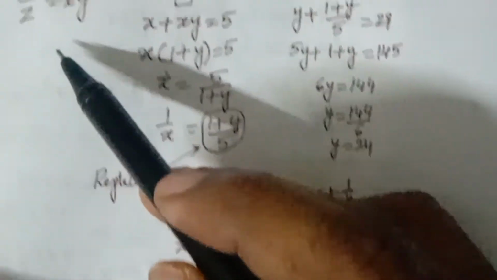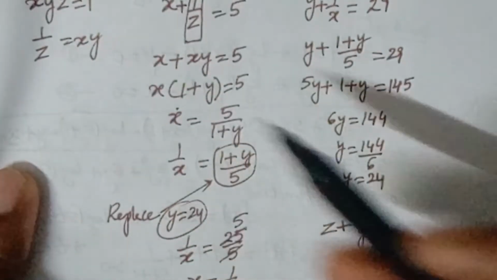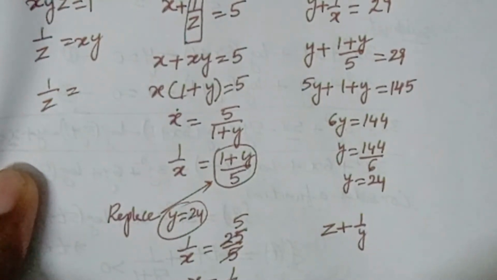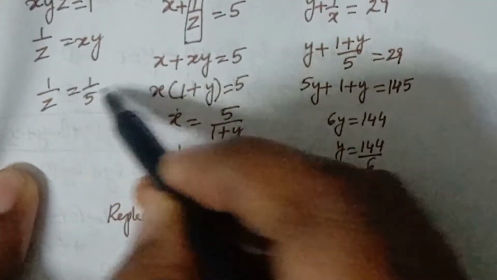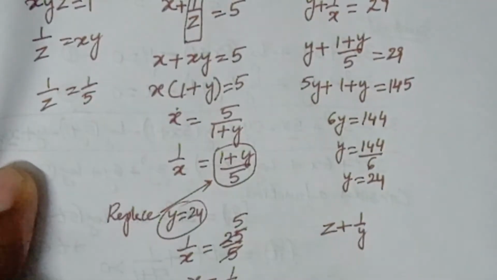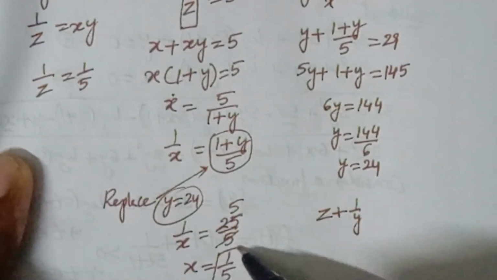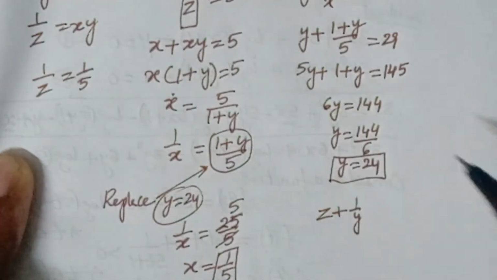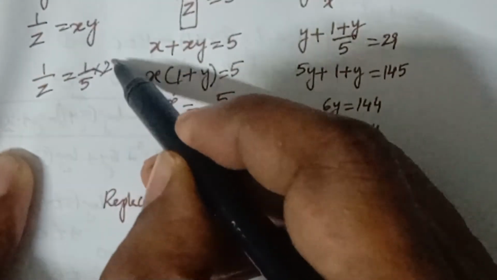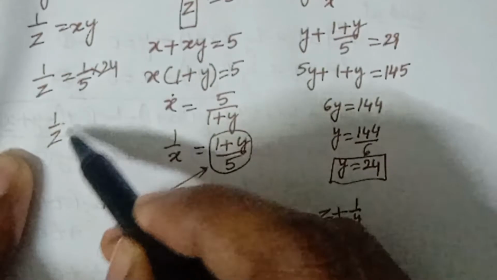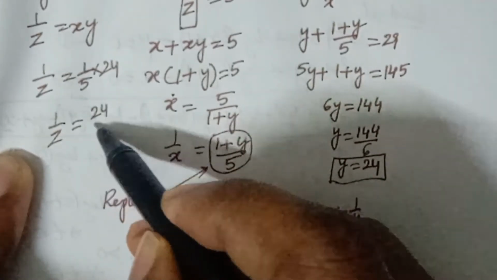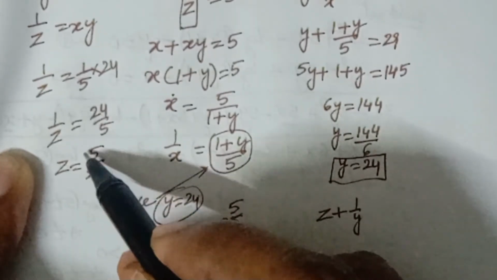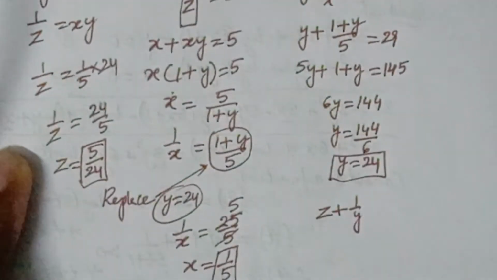Here we have written 1 by z is equal to xy. So 1 by z is equal to 1 by 5 into 1 by 5, which is the x value, into the y value, which is 24. So 1 by z is equal to 24 by 5, and z is equal to 5 by 24.